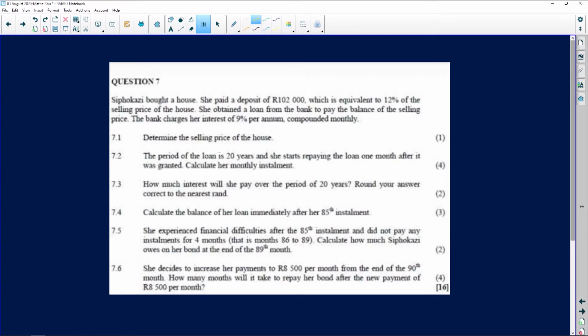The one we're working with says here, Spogazi bought a house. Okay, this is cool. And she pays a deposit of 102,000 rands, which is equivalent to 12% of the selling price of the house. Now, she obtained a loan from the bank. So a lot of people, once they start seeing the loan, at the back of their minds, they know that once it says loan, we're going to basically use the PV value. It's not all the time. You've got to be careful of what is going on. A loan from the bank to pay the balance of the selling price.